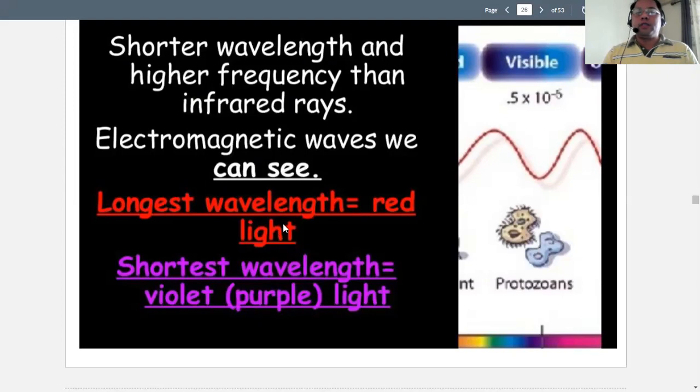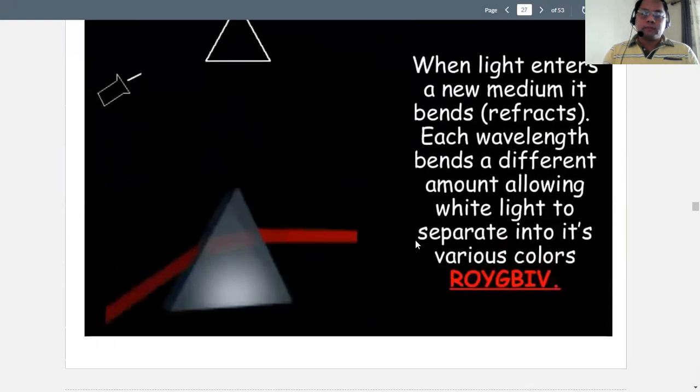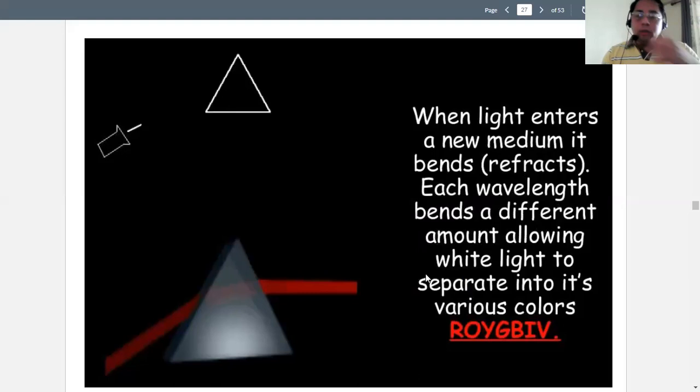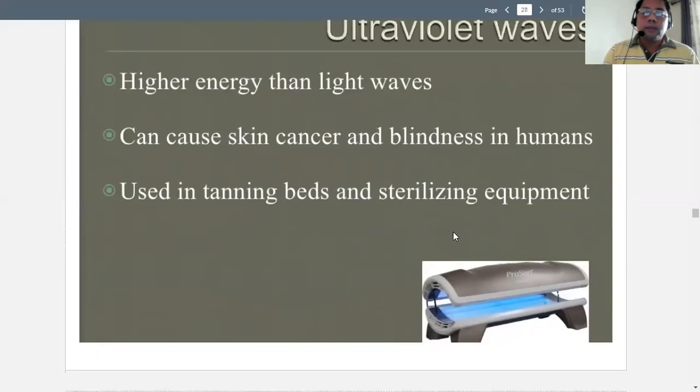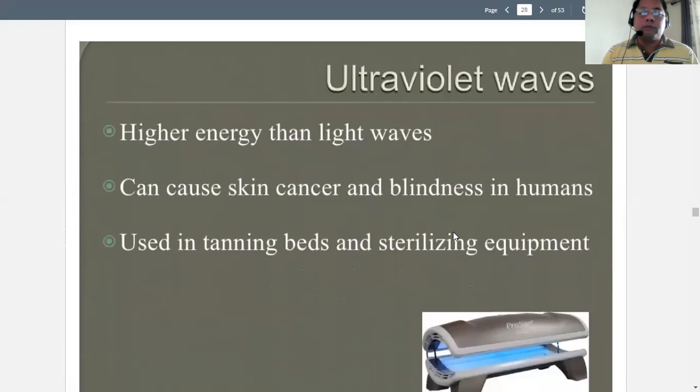So we think that there are only 7 colors, but in reality there are a lot more. So ROY G BIV: red, orange, yellow, then green, blue, indigo, violet. If you let light pass through a glass, this is what you will see. So light will be dispersed eventually. Now next to the violet color is ultraviolet already.